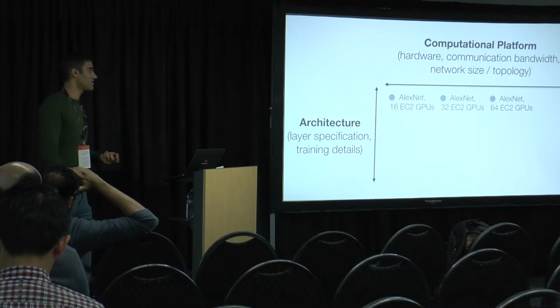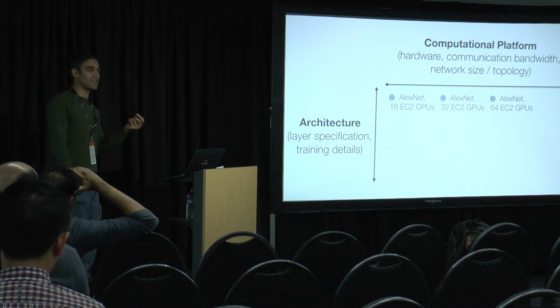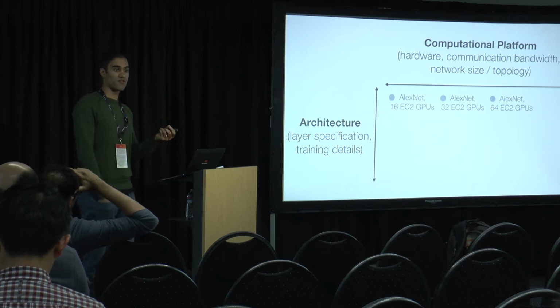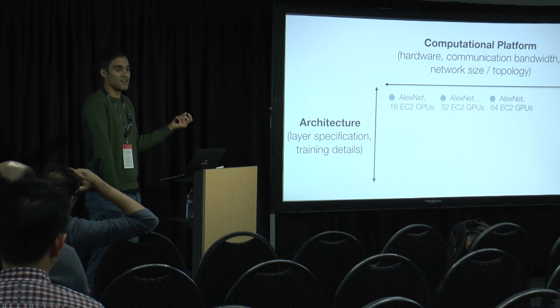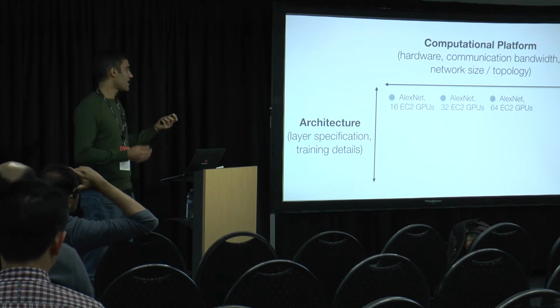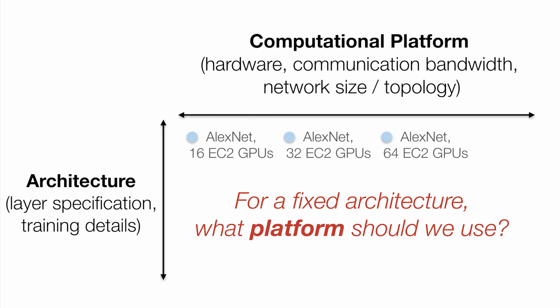Slightly more interesting though, imagine you know that AlexNet or any other architecture is really good for your application, but you're on EC2, so you're flexible in terms of how much hardware you want to use. And you want to know what's the best bang for my buck. So given a fixed architecture, what platform should I use? That's a more reasonable question.